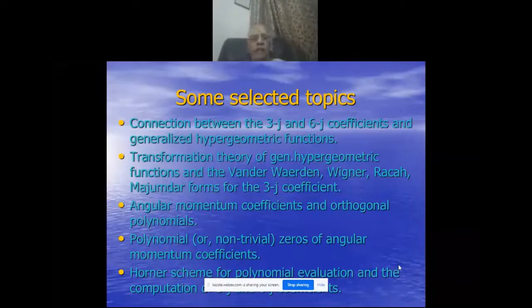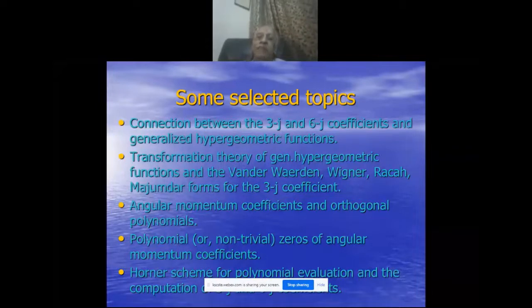So the connection between some of the selected topics in which I got interested were the connection between what are known as 3J and 6J coefficients. I will explain to you briefly what these are. Rather than go into the depth, I thought I would like to make the fundamentals clear in the initial stages so that you will get an idea of what it is that I have done. So the connection between 3J and 6J coefficients and generalized hypergeometric functions has been established. Complete connection has been established.